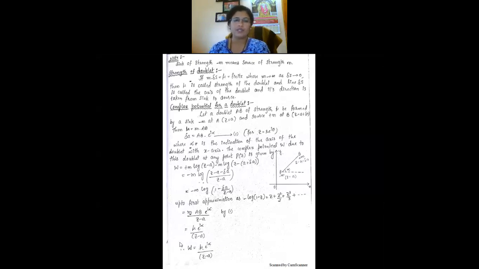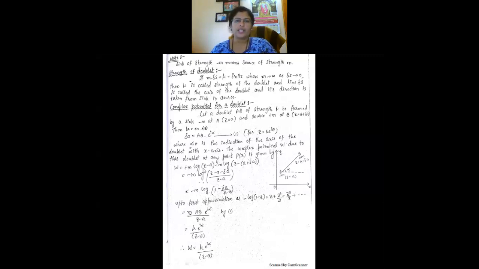which is very important. As in the last class we have derived the complex potential for a source, that is W equal to minus m log Z. Here this is the complex potential for a doublet, that is W equal to mu into e to the power of I alpha divided by Z minus A. Okay. So very simple form it is there.